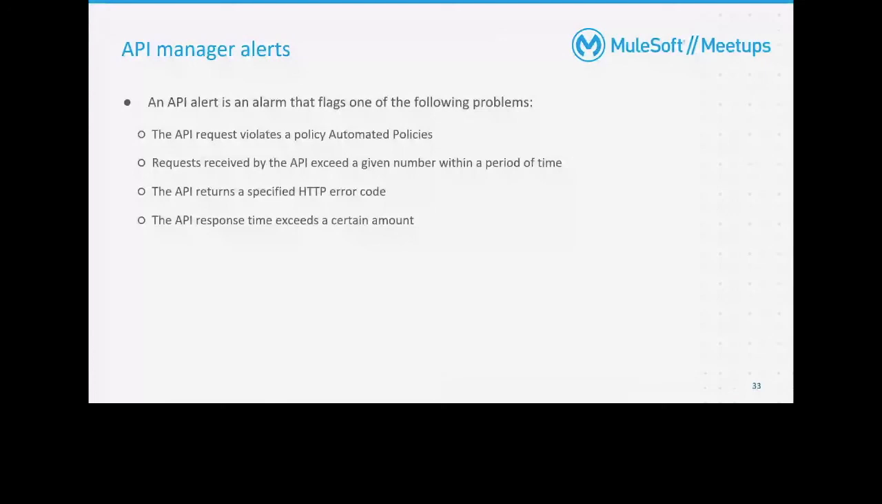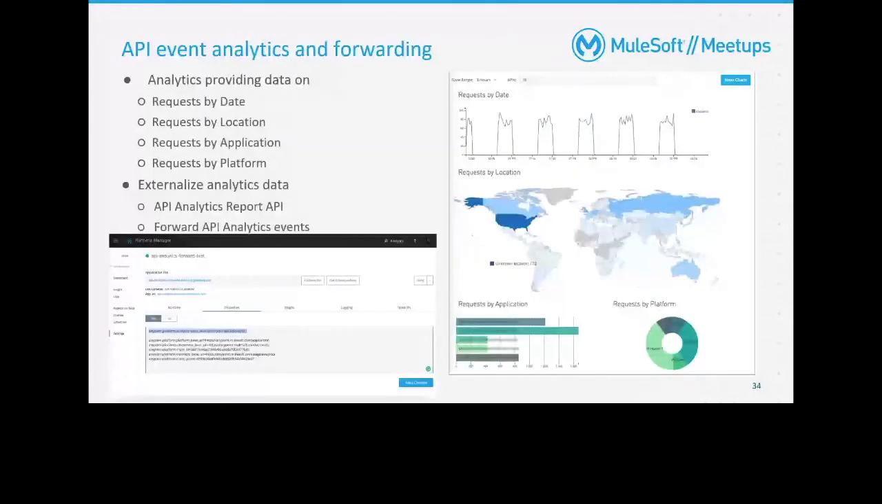And I also want to talk about the API event analytics and forwarding. So you could also have these setups. This will show requests by date, by location, application, and platform. This can help in identifying what's normal and what's not normal, or what's wrong, and to detect any suspicious activity.